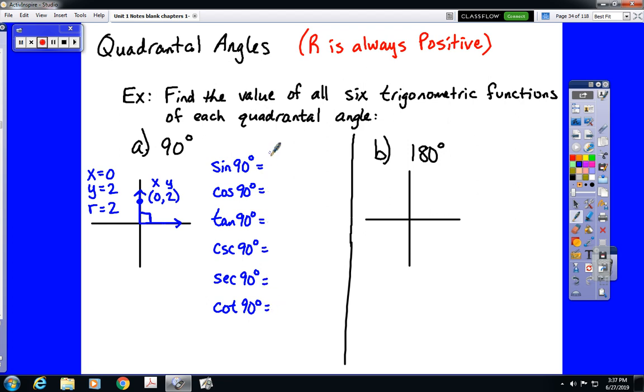Okay, keep in mind sine is y over r. Well, that's 2 over 2. That's 1. Cosine is x over r. That is 0 divided by 2, which is 0. Tangent is where we run into a problem because the tangent is y over x. And are we allowed to divide by 0?